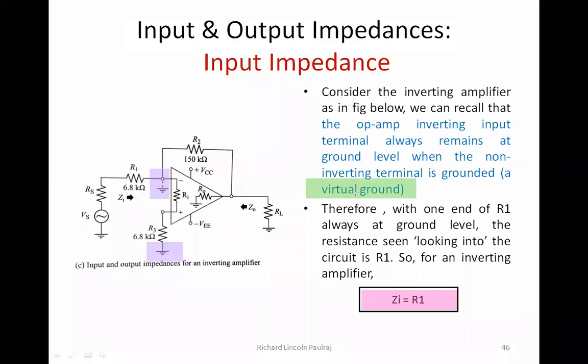And this virtual ground concept comes into picture only when we have what kind of configuration? Inverting configuration. Keep in mind, inverting configuration, when the non-inverting terminal is at ground potential. When the non-inverting terminal is at ground potential, the inverting terminal also becomes grounded. Any doubts here, students? Please feel free to ask.